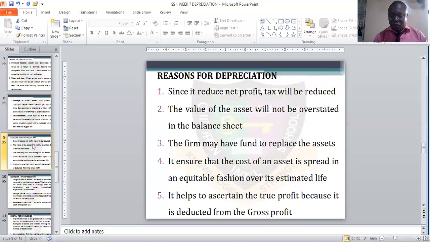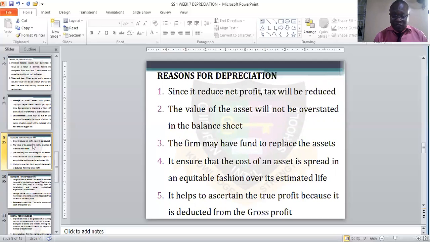So it must not be overstated. That's what I'm trying to say. So you will not record the actual amount for that machinery. So then the firm may have a fund to replace the asset. So if it's possible, the firm will have money to replace it with another one.